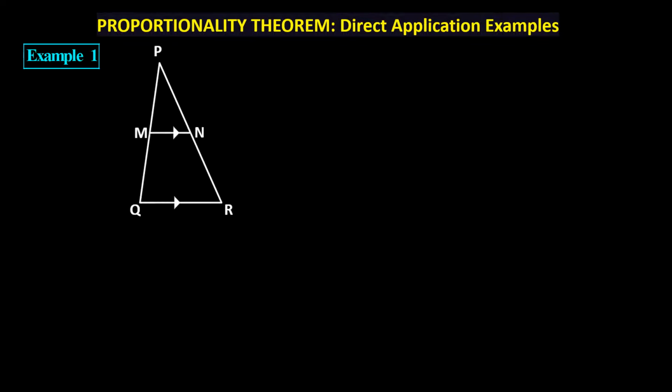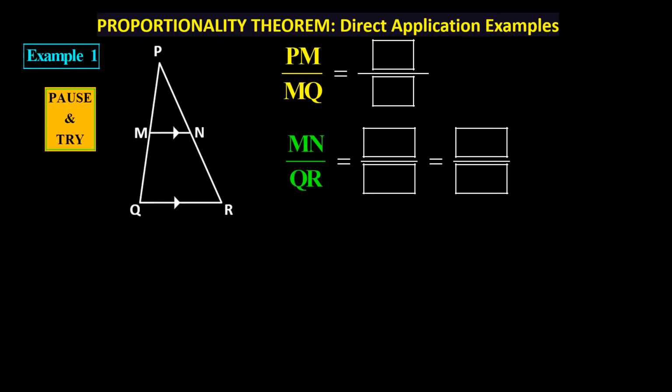Now, in the next few slides, we're going to do a direct application to see how you can write down the proportionality from given diagrams. Let's take the first example. There we have a few, and I'd like you to try that on your own. So let's see, that's PM over MQ. Let's follow that. PM over MQ is the same as PN over NR. Let's see whether you followed this one as well. MN over QR, what will that be equal to? That's correct, it will be PM over the total length PQ, or I can take PN over the total length PR.